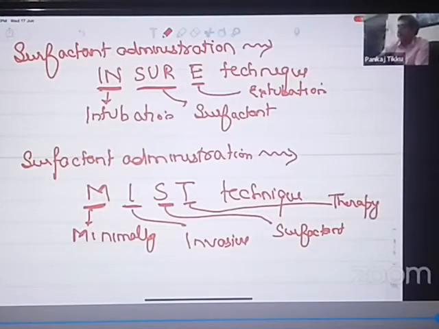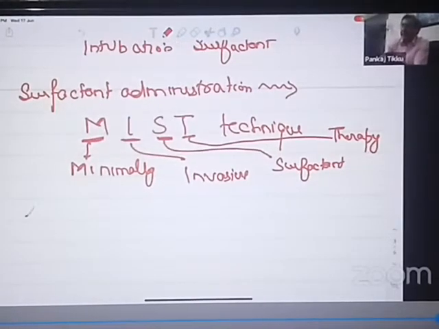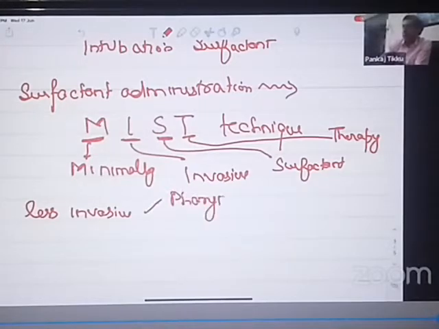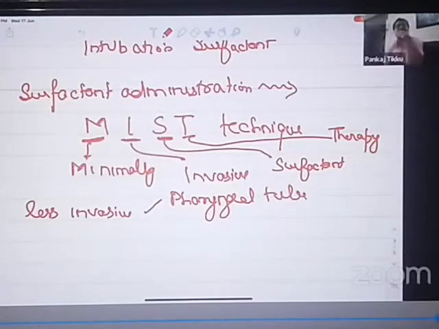So what is this technique called? Minimally invasive surfactant therapy. In short, it is also known as the MIST technique. In the MIST technique, we do not put in the endotracheal tube because that is dangerous. That can cause damage to the lungs. What we do in the MIST technique is we administer the surfactant, but basically by less invasive methods. What are the less invasive methods we can think of? The less invasive methods are a very thin pharyngeal tube. A very thin tube is put in the pharynx, and through that tube you put in the surfactant.